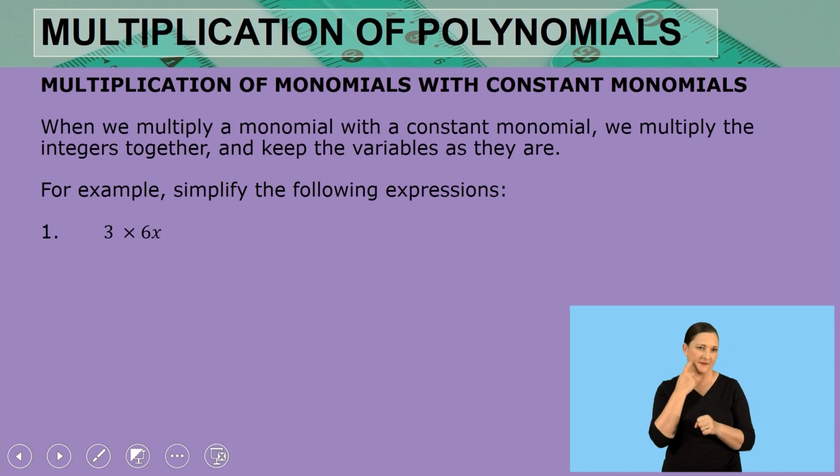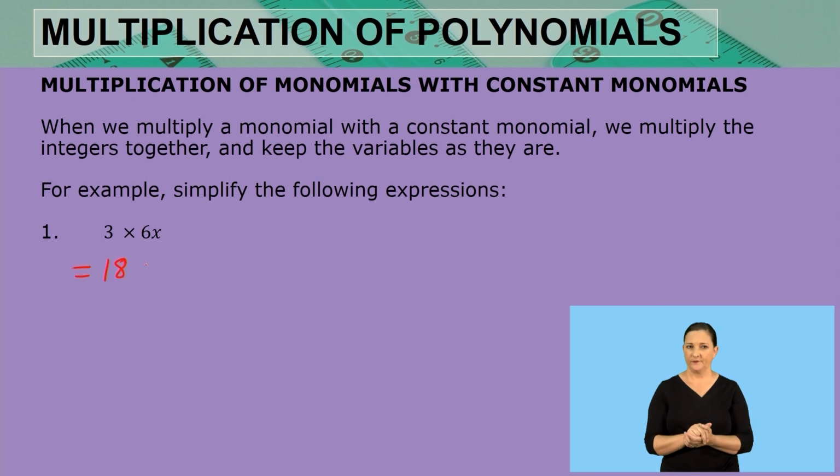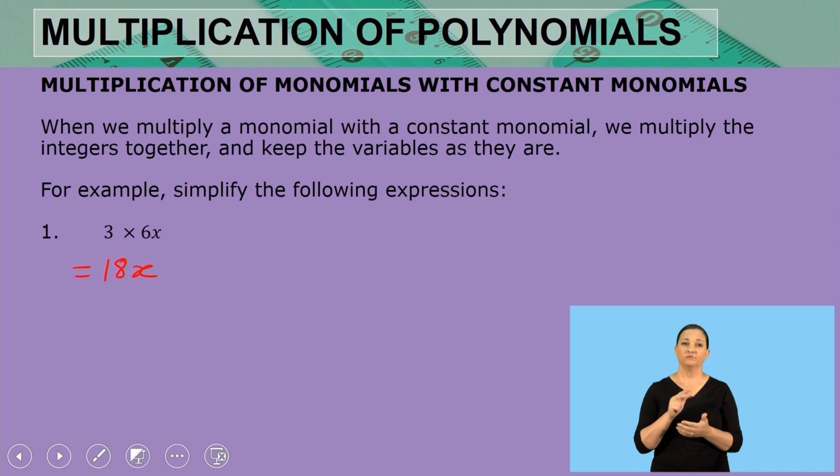I have the 3 multiplied by 6x. So what are we going to do here? We are going to multiply the integers. That is 3 multiplied by 6, and that gives us an answer of 18. And then the variable, we are just going to leave it as it is. So my answer there is 18x.